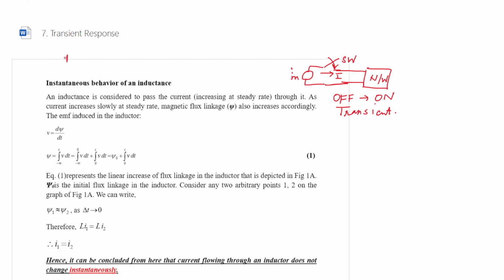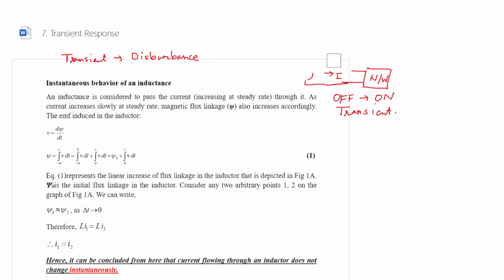So transient behavior, that is transient response, the name of the chapter, refers to the disturbance caused by the pressing of a switch from off state to on state and vice versa. It can also happen from on state to off state, right? So if we switch off any network from on state to off state, the same thing, the network will undergo some sudden change. So it can happen in both ways, from off state to on state and from on state to off state.